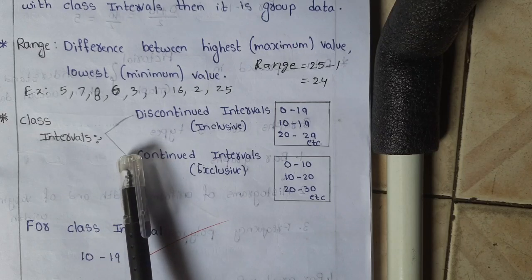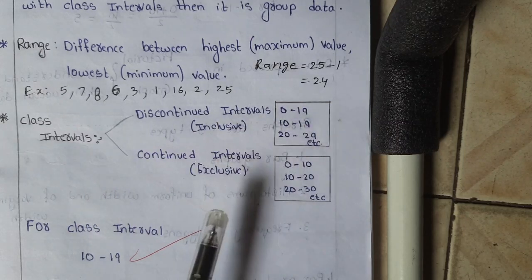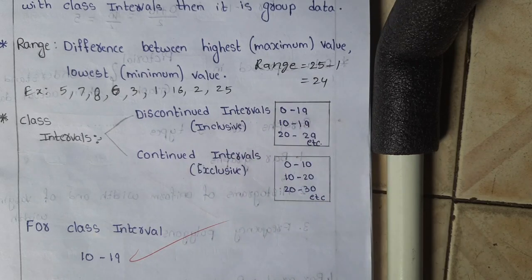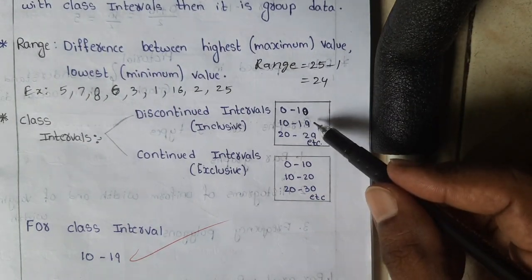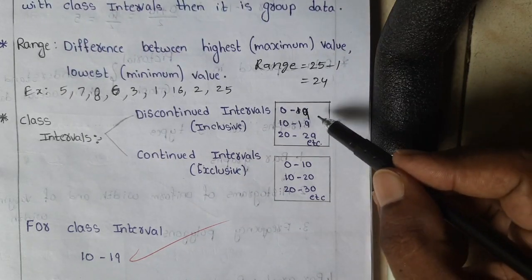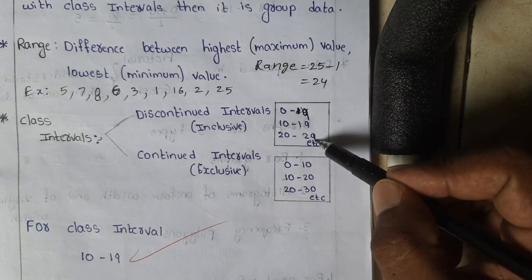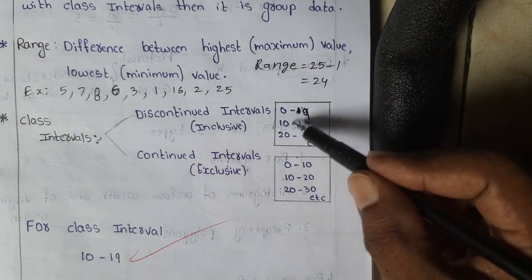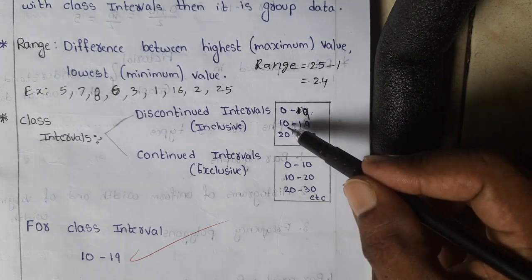Now we are going to discuss class intervals. What types of class intervals are present? Suppose you take different kinds of intervals; I have given examples below. See 0 to 19. Here we should write like this: 0 to 9, 10 to 19, 20 to 29. That means 9 is not repeating here. We call this a discontinued interval, because 9 is not carried up to here.